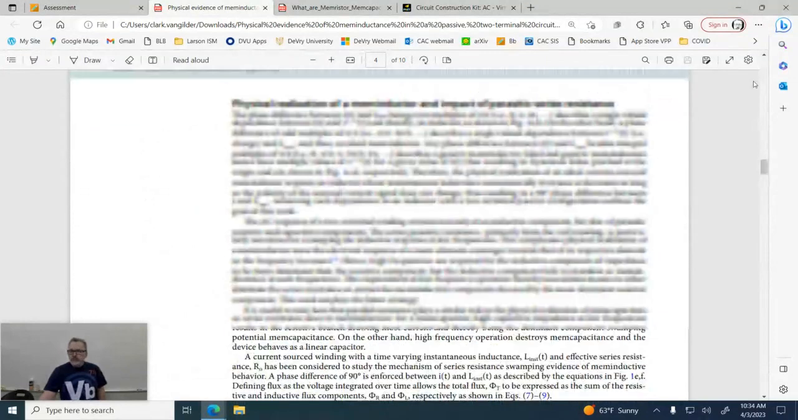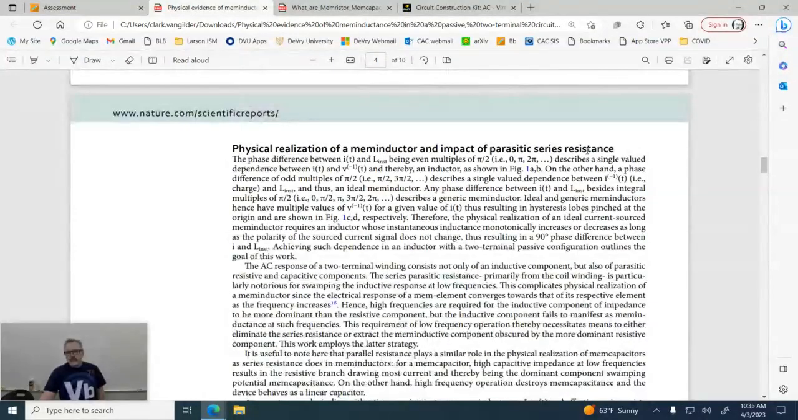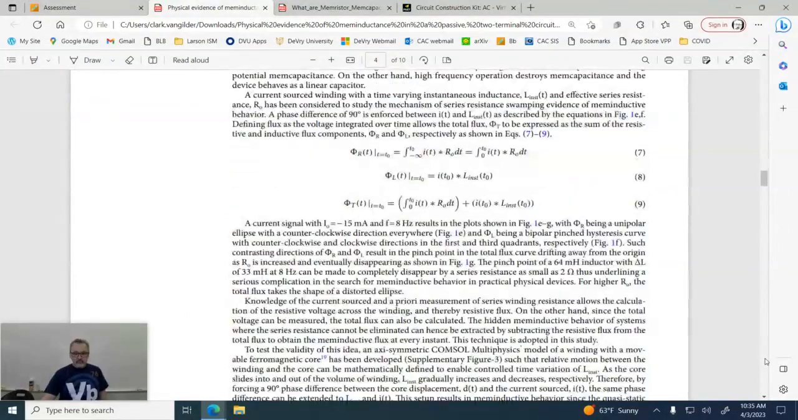Interesting choice of term is parasitic resistance. So resistors kind of gobble up a flux issue, and so how do we minimize, control that, leverage that? Those are things that they're working on.